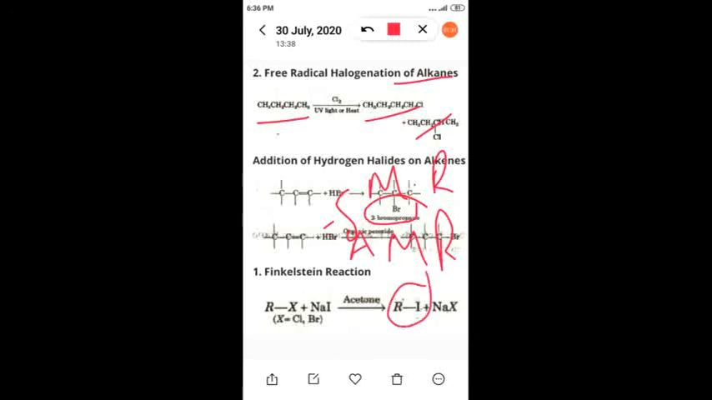Suppose an example is given: how will you convert ethyl chloride into ethyl iodide? You only write ethyl chloride reacts with sodium iodide in presence of acetone to form ethyl iodide. In this way, any halogen, chlorine or bromine, is changed to iodine.